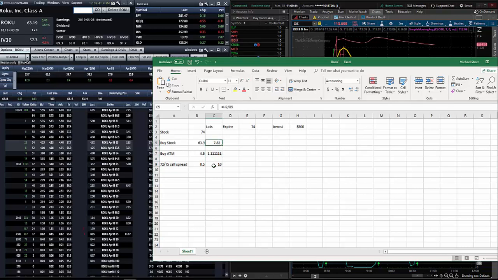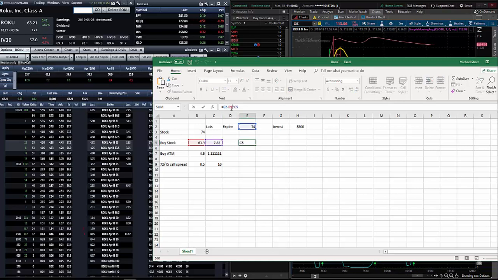So then here, if we buy the stock, we go out, and we expire at 74, we are going to make $74 less whatever we paid for it, which is $63.90, times that. Let's put parentheses here. There we go. Okay, we're going to make $79.03.